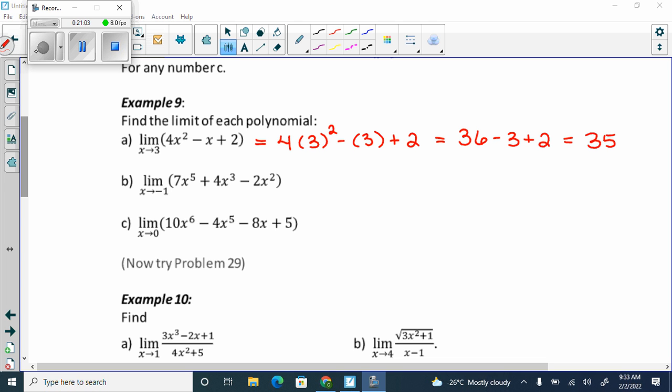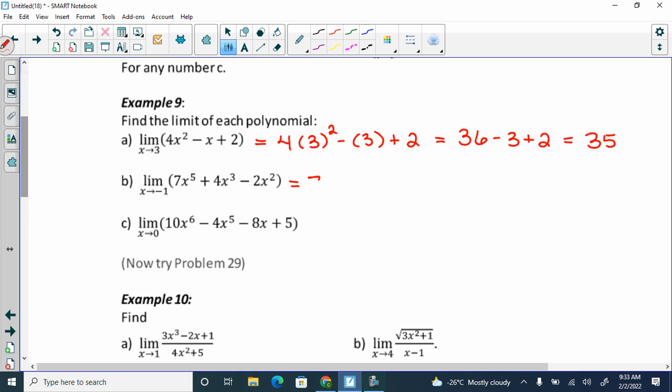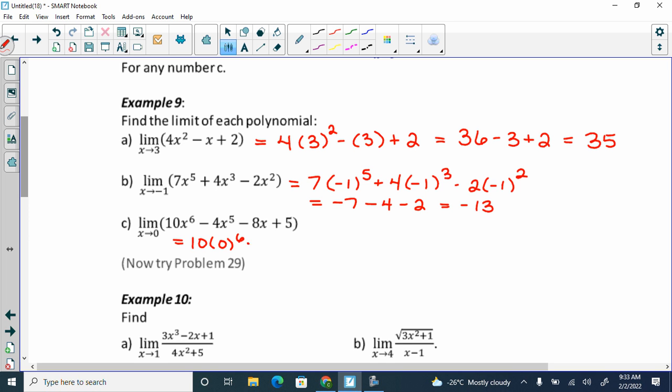So this one is going to be 7 times negative 1 to the 5 plus 4 times negative 1 cubed minus 2 times negative 1 squared. This will be negative 7 minus 4, minus 2. Okay, negative 13. And then 0 is great. So we get 10 times 0 to the 6 minus 4 times 0 to the 5 minus 8 times 0 plus 5.